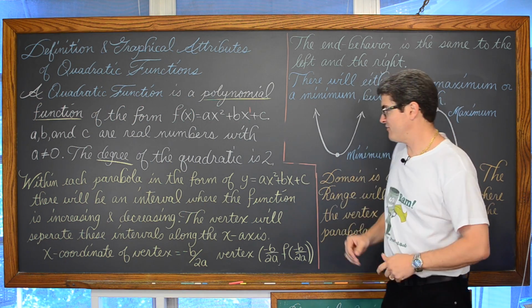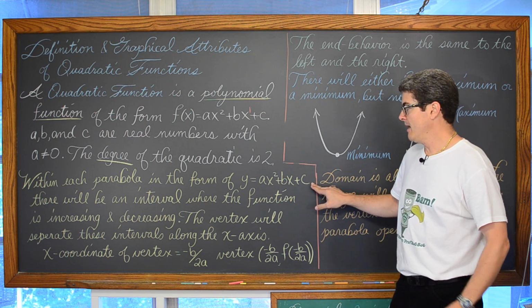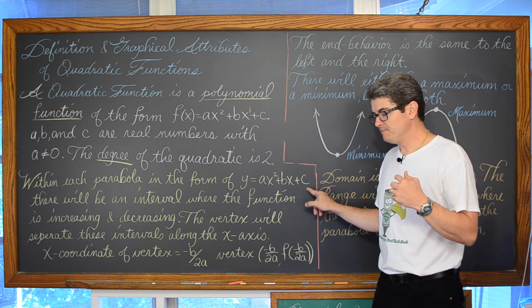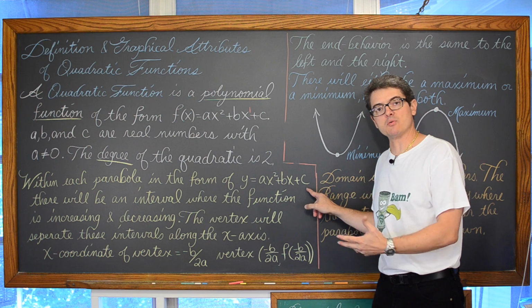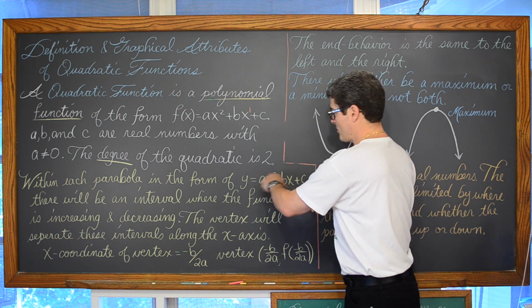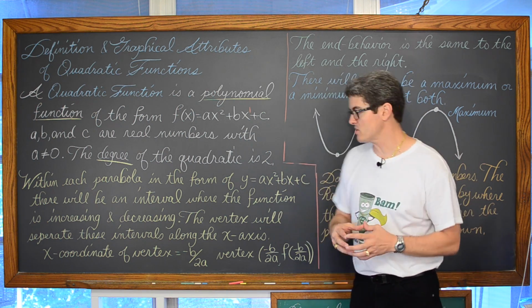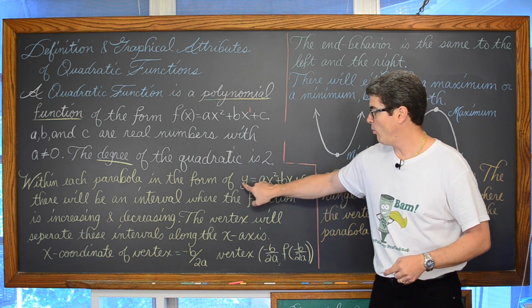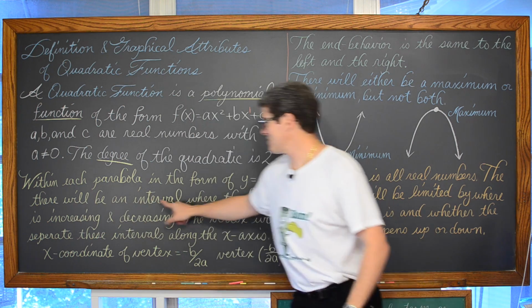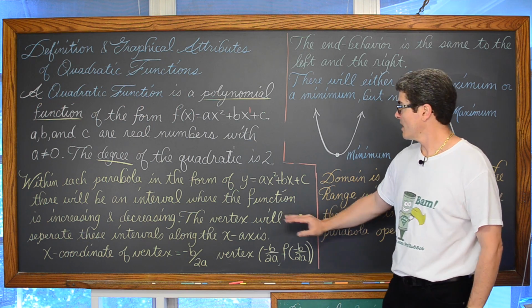Within each parabola, in the form of y is equal to ax squared plus bx plus c, and I specifically say in this form because, well, some books will call this general form, some books will call this standard form. You're also going to learn another form that doesn't look like this, called vertex form. There are all different ways of writing the equation of a parabola, but when it's in this form where y is the dependent variable and x is the independent, there will be, sorry about the dog barking, an interval where the function is increasing and decreasing.